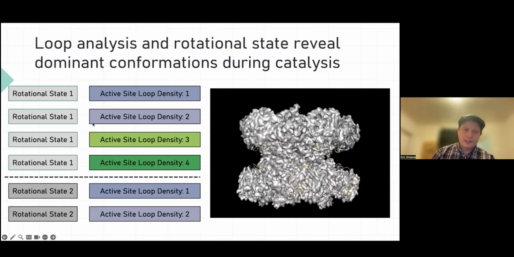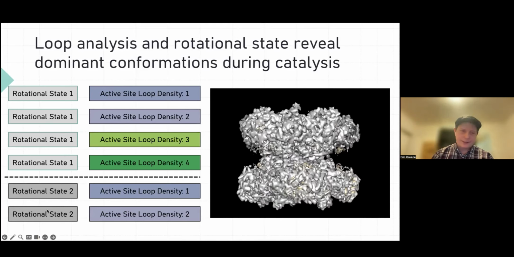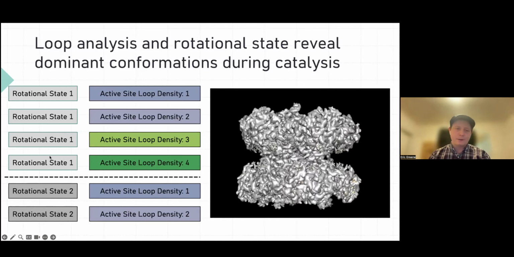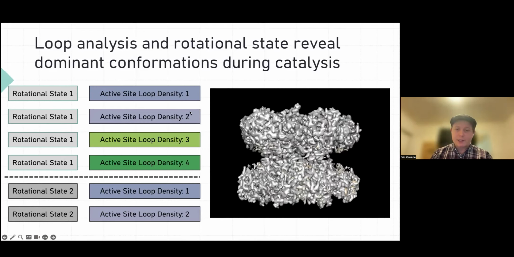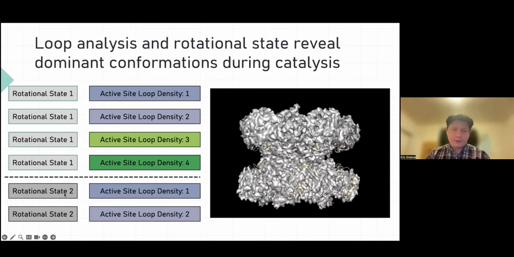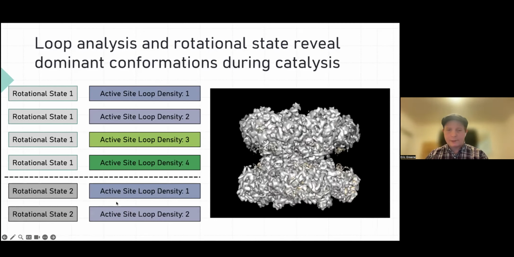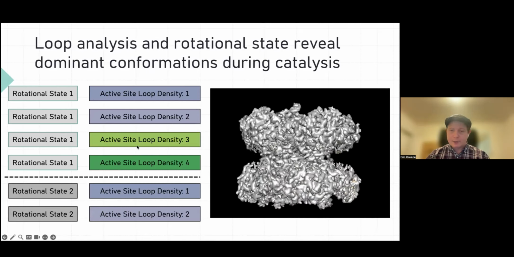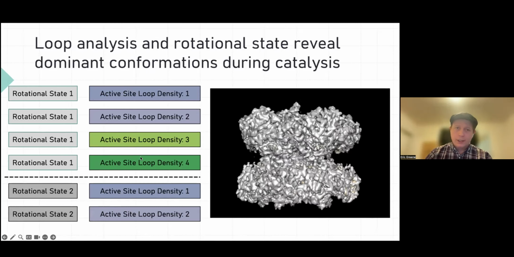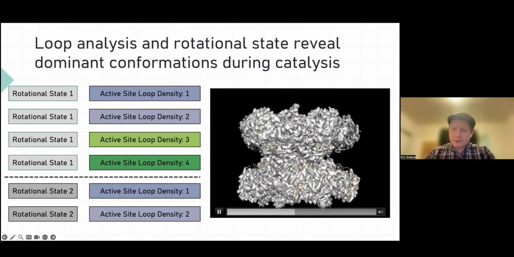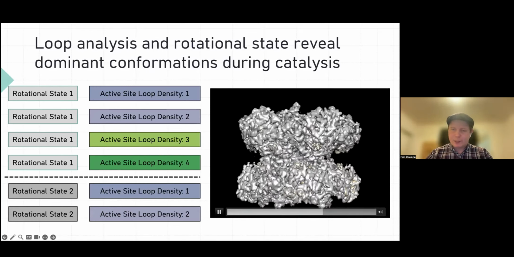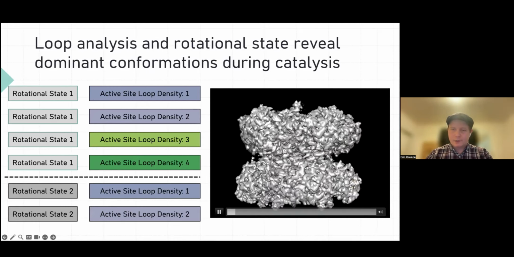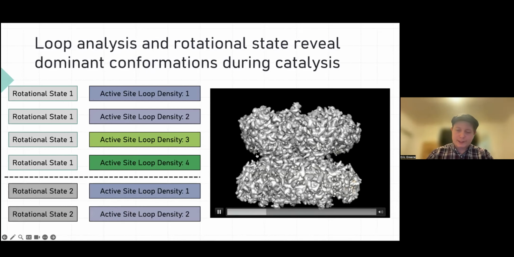We did an ensemble analysis in Chimera to see what rotational state the different maps are in, and then what their loop density is. We found that there was one rotational state that had very low loop density, and one rotational state that could support a higher loop density. So from this analysis, it seemed like there was some sort of coupling between this conformational change at the pentamer interface and the loop itself.